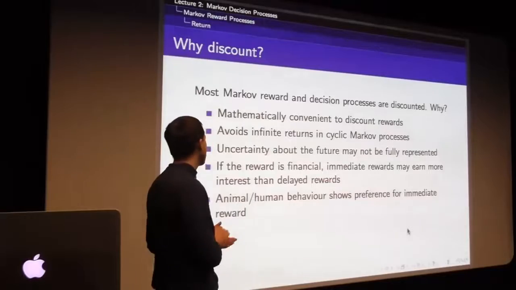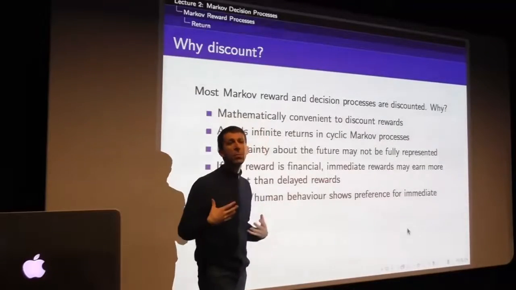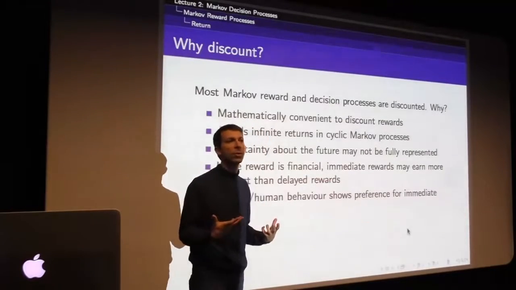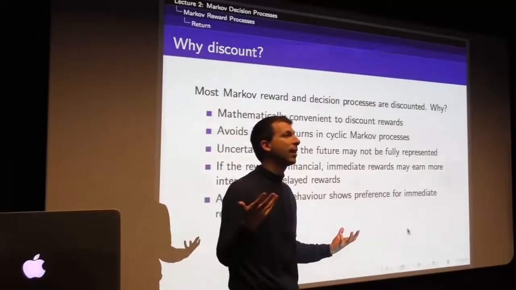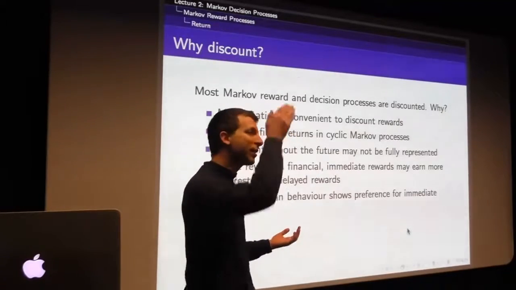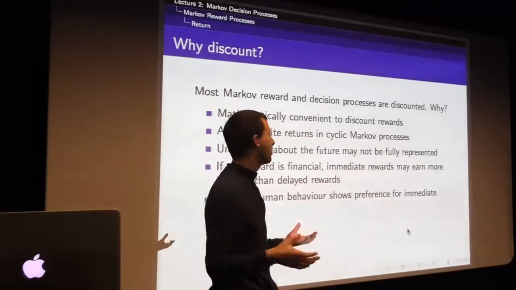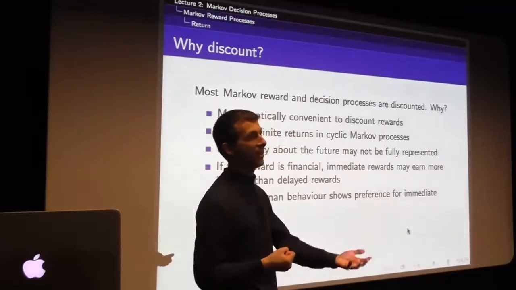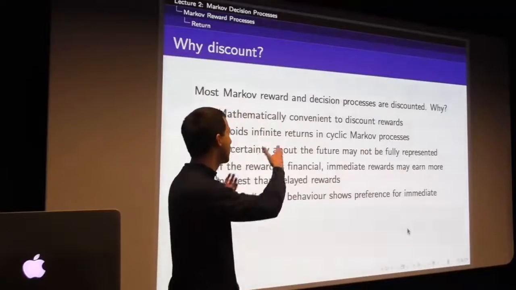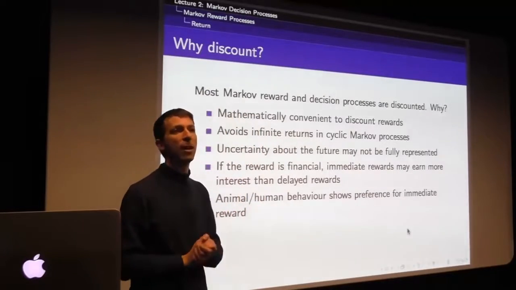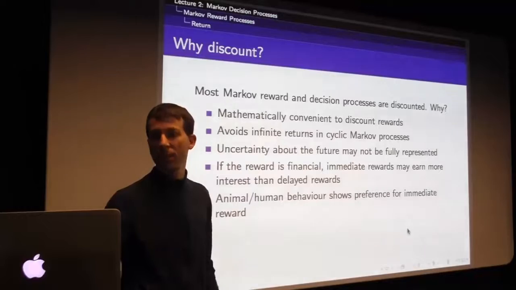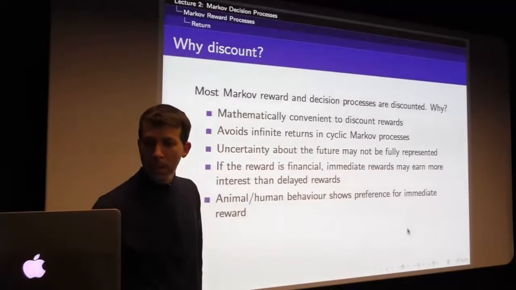But one more point I just want to make is that animals and humans actually show a preference for immediate reward. People have done tests on humans, and it turns out that humans have not quite an exponential discounting, but they have something like a hyperbolic discounting. But certainly animals and humans do prefer to get reward now than reward later. And so you can think of this as a cognitive model as well, of how biological decision-making operates.